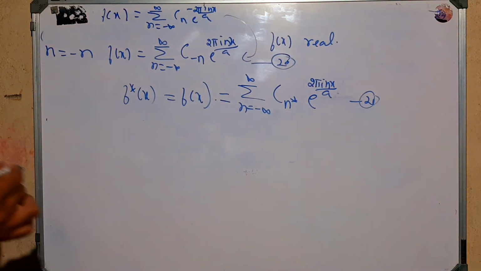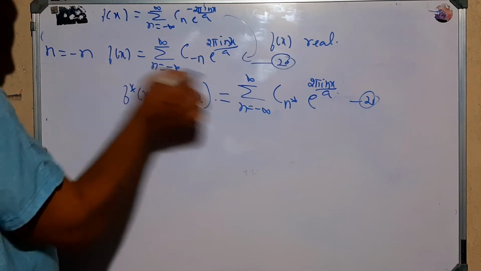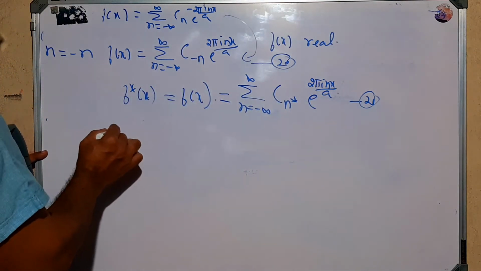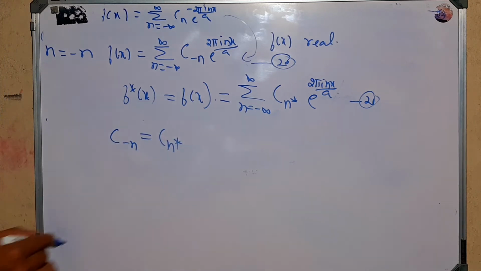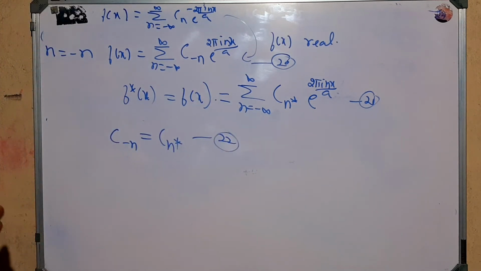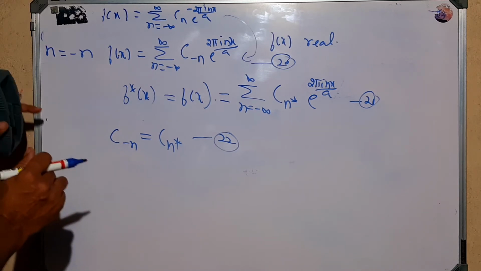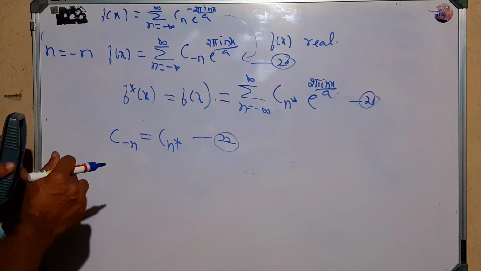If you compare, since f star of x is equal to f of x, when you compare equation number 20 and 21, what are you getting? C minus n is equal to cn star. So that is equation number 22, you can call. So now what happens here when you consider this from equation number 19, you have to consider.